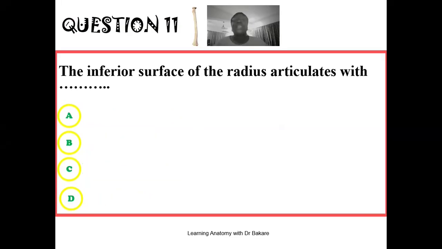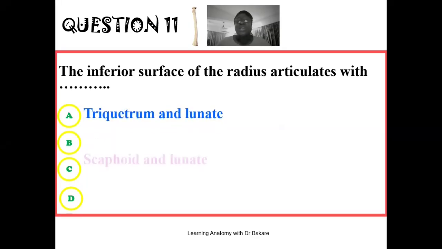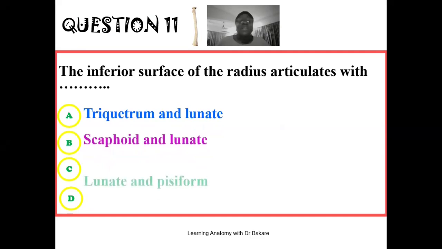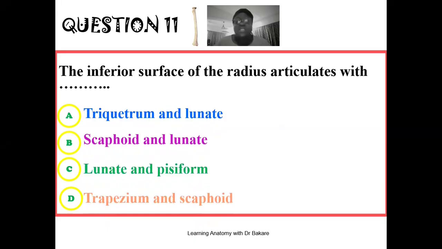Now let's go to the 11th question, and this is the last question. And this reads that the inferior surface of the radius articulates with dash. Is it seen to articulate with the trapezoid and the lunate? Is it the scaphoid and the lunate? Is it the lunate and the pisiform? Or is it the trapezium and the scaphoid? The correct answer here is the scaphoid and the lunate. These two bones are seen to create articulation or connection with the inferior surface of the radius.